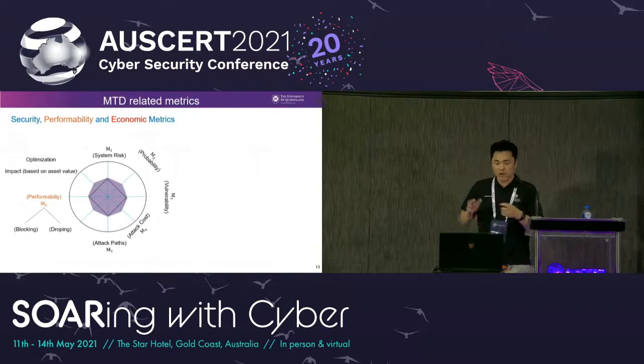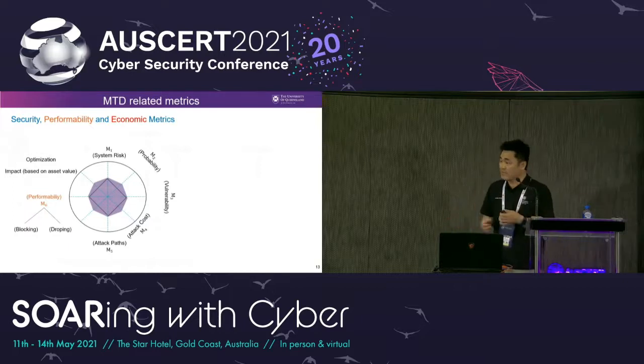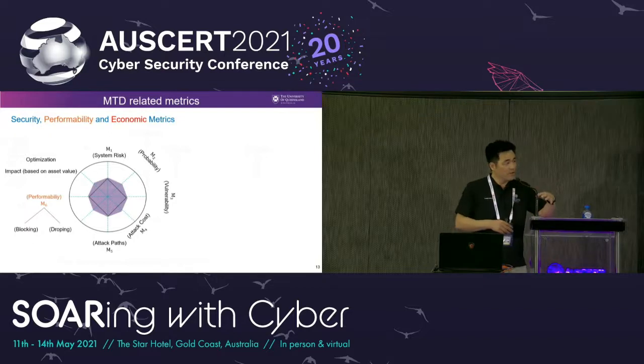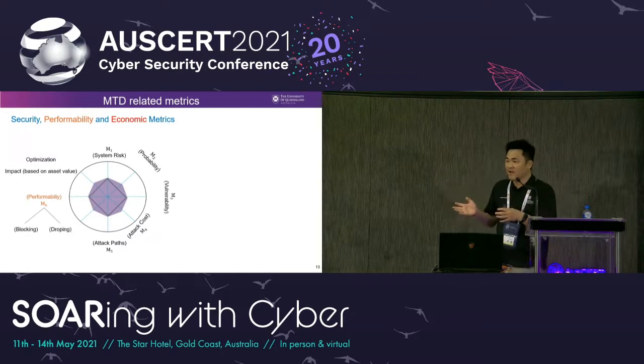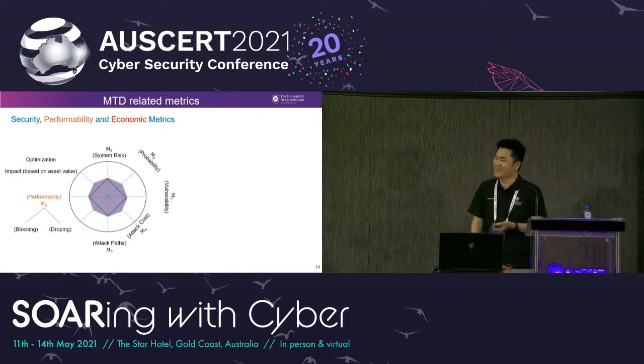So we try to develop MTD techniques which can satisfy the security level and also performance. Also, this has some trade-off. If you want to increase the security, then we may need to sacrifice performance. Let's say the attacker can find the virtual IP address within an order of seconds, then we have to trigger MTD very frequently, right?